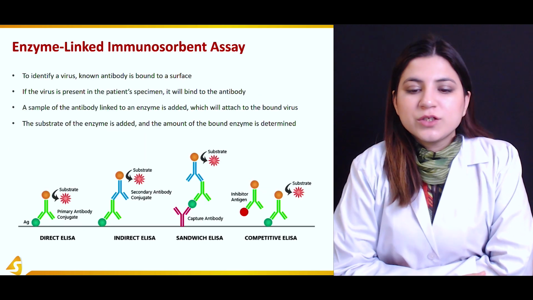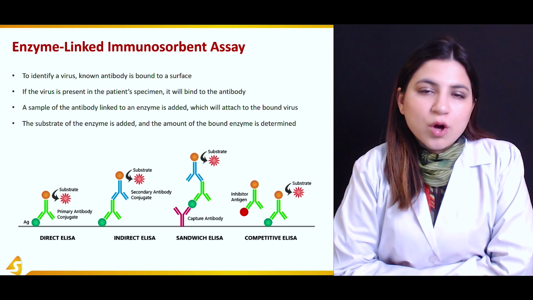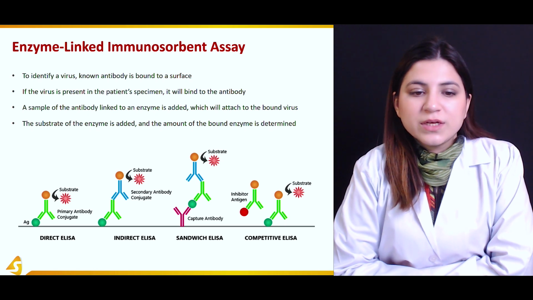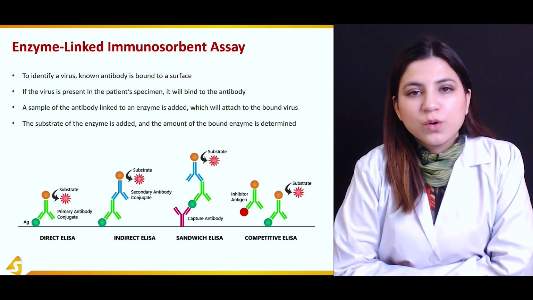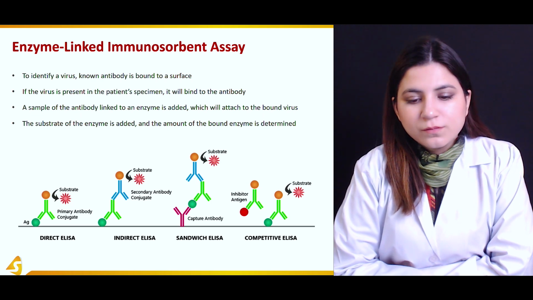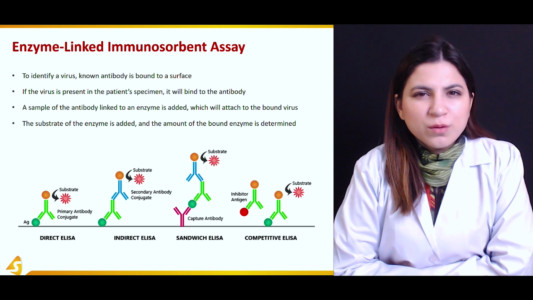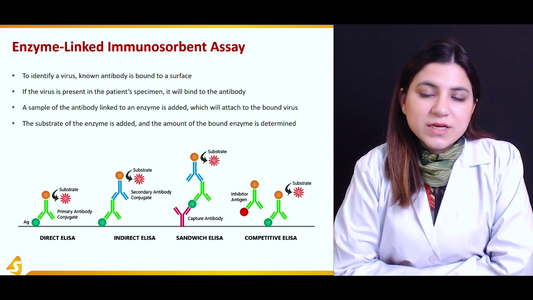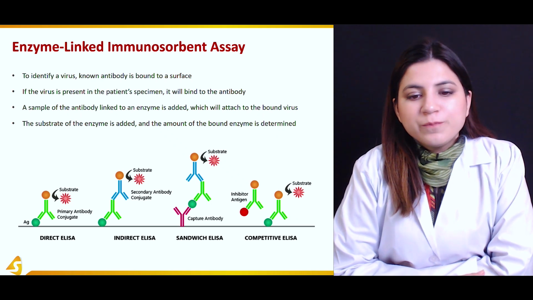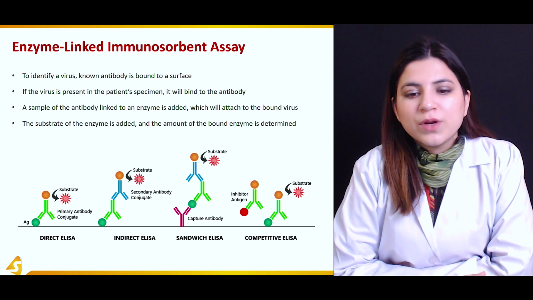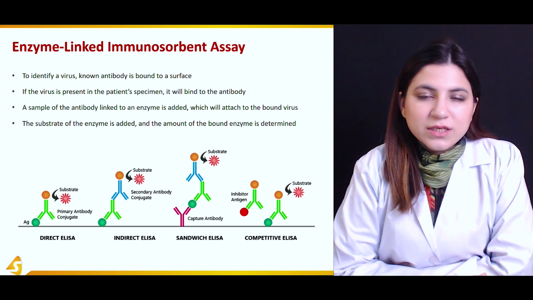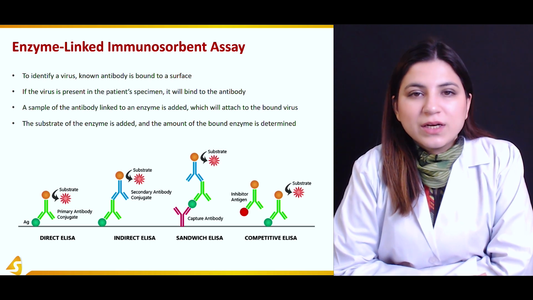The second detection method, which is probably one of the most commonly employed methods for viral detection these days, is called enzyme-linked immunosorbent assay, also commonly called ELISA. ELISA is commonly employed because of the specificity of this assay to the type of viruses that need to be identified. So to identify a virus, a known antibody is bound to a surface membrane. And then if the virus is present in the patient's sample, it will bind to that antibody.